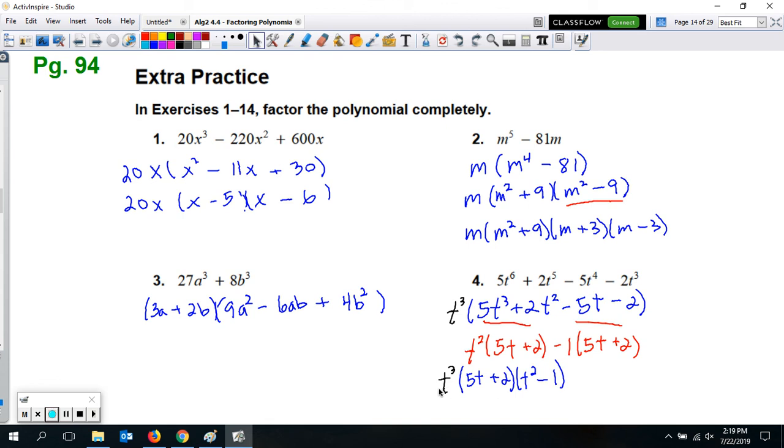So we're going to still keep this part here, but then we're going to break this into 2 more binomials. So our final answer now will be the t to the third here in front, 5t plus 2, and then now this breaks apart into t plus 1, t minus 1. That's our final answer on that one.